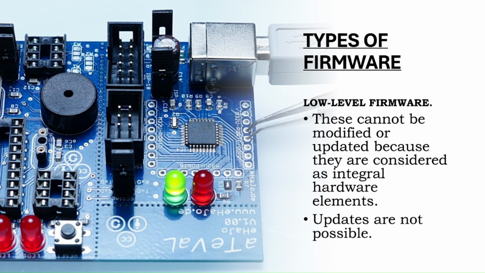Let's look at some types of firmware. The low-level firmware. These cannot be modified or updated because they are considered integral hardware elements. Updates are, however, not possible within this type of firmware.